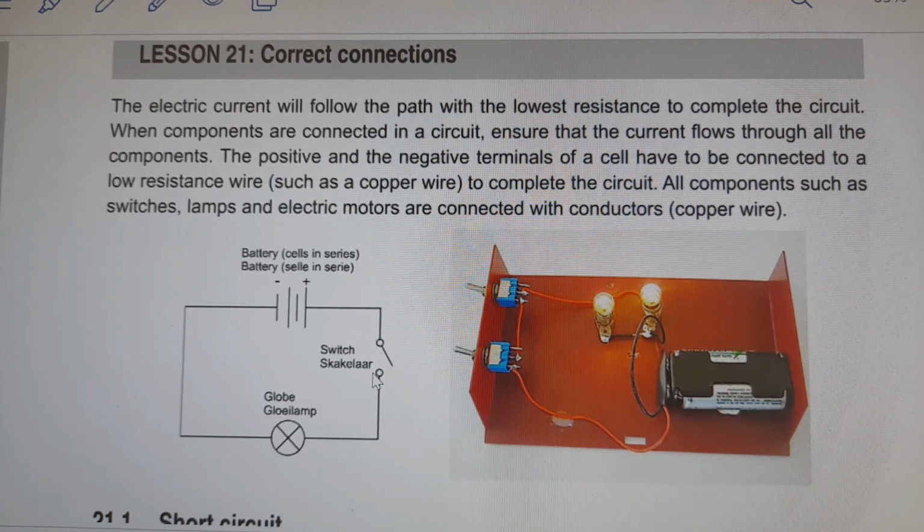So we see here we have our power source, which is the battery, and we have current coming this way, and we have our switches there. And we have our output devices, which are the bulbs. That is a closed circuit because current is flowing.